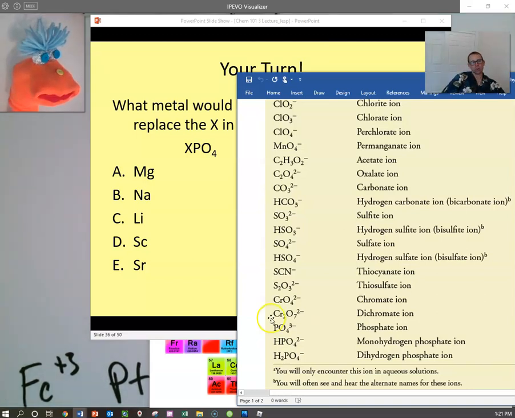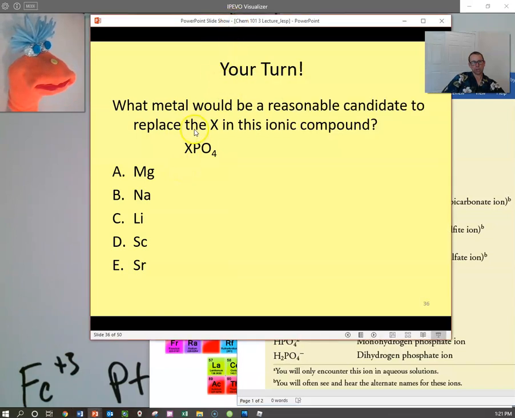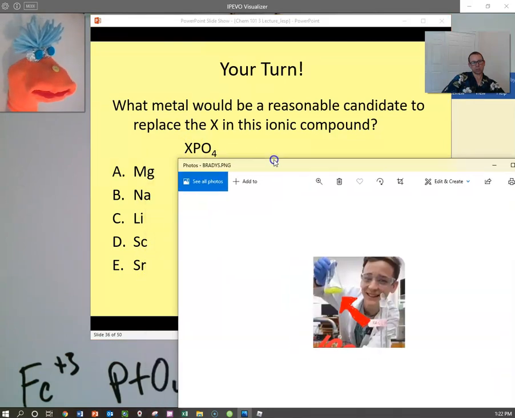All right, so what does that tell us? That must be the charge of the X ion here. I don't know. Well, there's only one X for every PO4. Oh, so it's got to be a +3? That's right. X has to be a +3. So let's think about which one of these elements could result in a +3 charge.